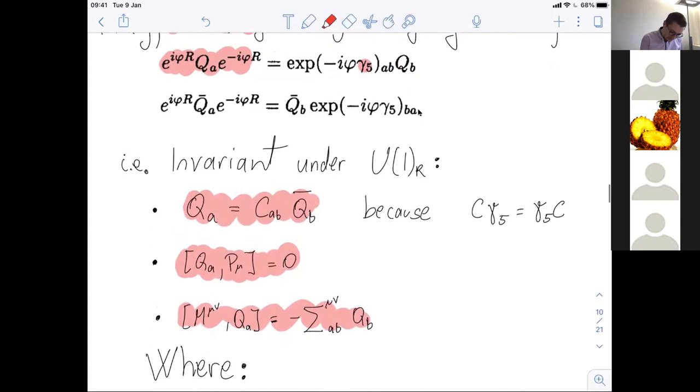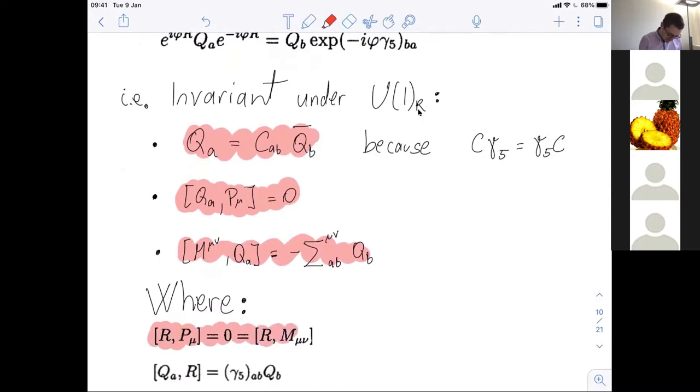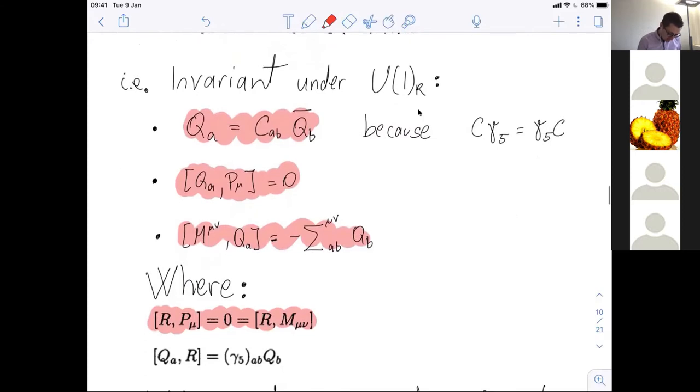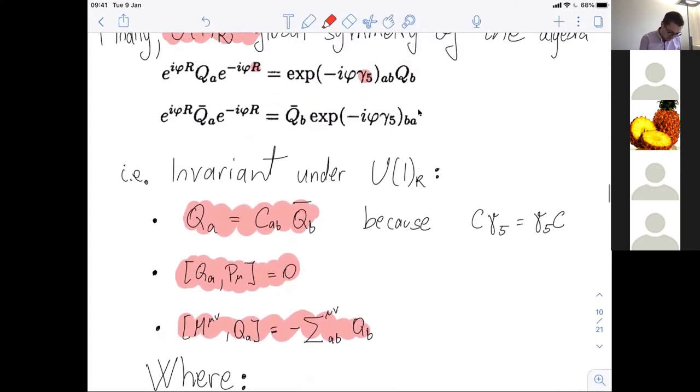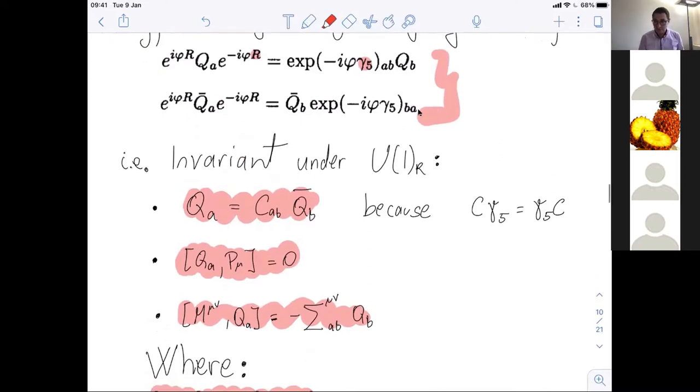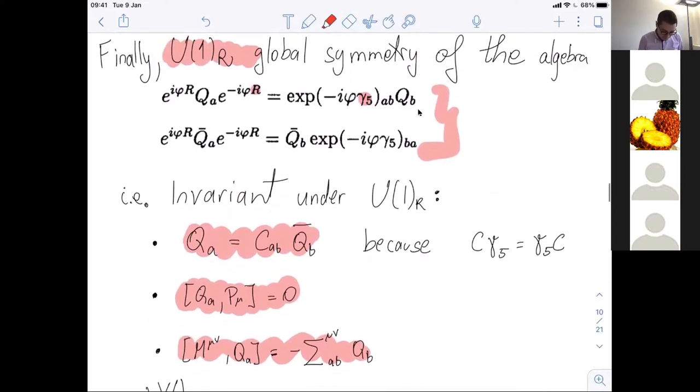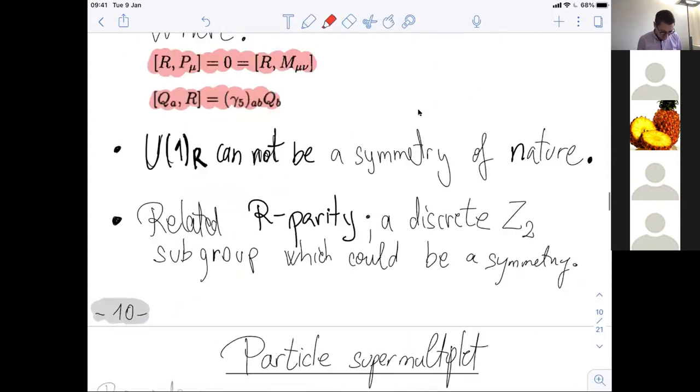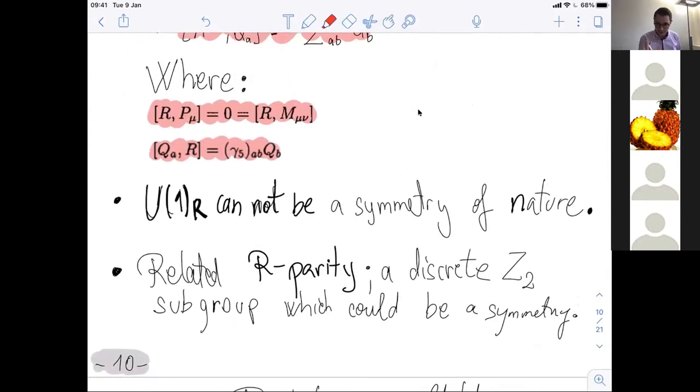In particular, meaning that there is some unitary generator R, which commutes with the Poincaré generators. However, it has this non-trivial commutation with the supercharge. And this last equation simply follows from these two things. So the superalgebra has this U(1)_R global symmetry. What is it good for? It's just a minor technical detail which I want to go through quickly.